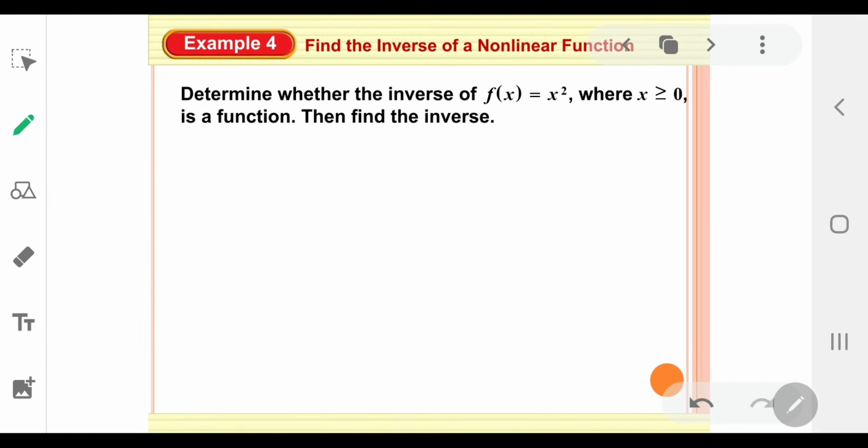Let's move to the next example. Again, it is given a function. He wants you, a nonlinear function. It's a parabola, and he wants you to determine whether the inverse of this function is a function or not.